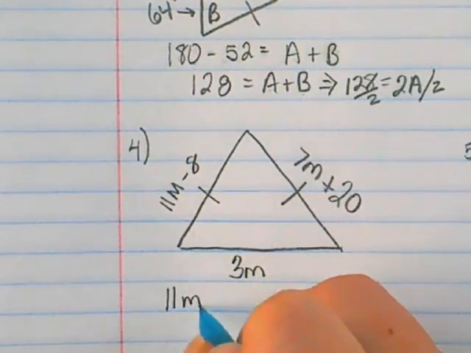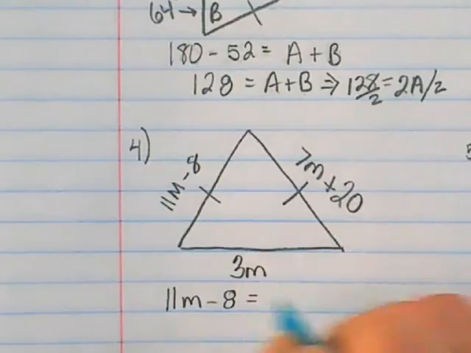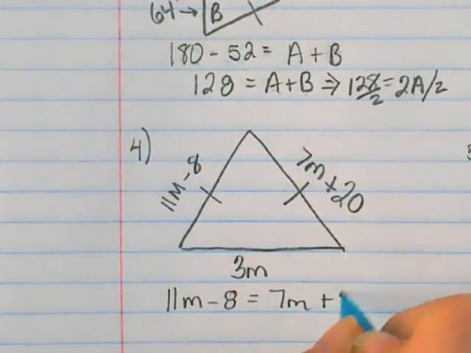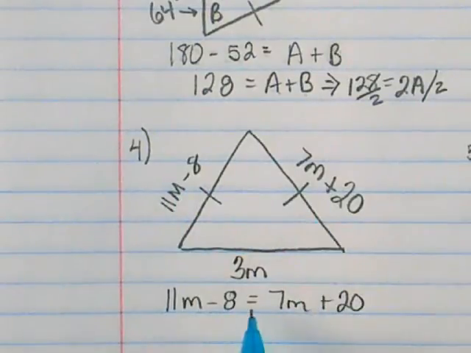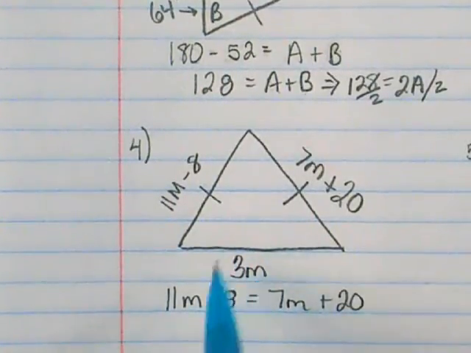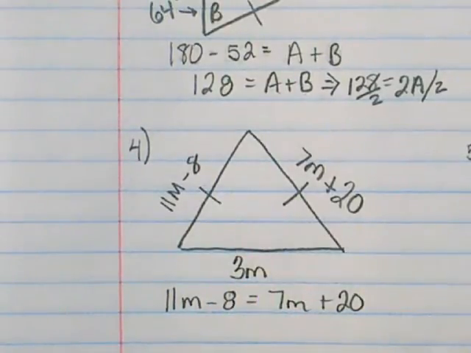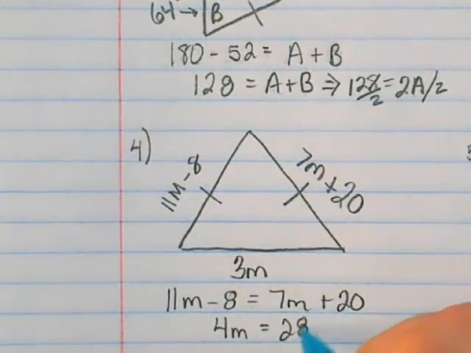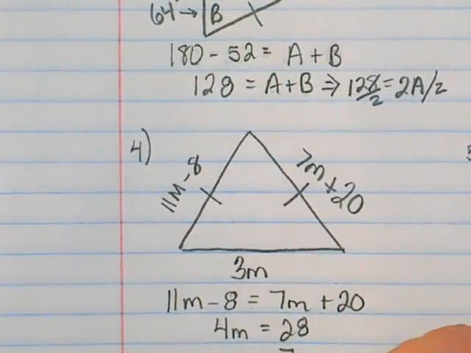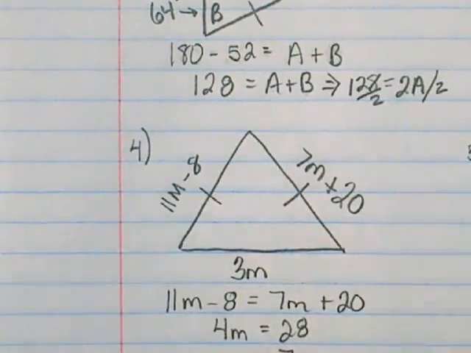You should set 11m minus 8 equal to 7m plus 20. The hashes mean these sides are equal. The 3m is not involved yet. Now we will solve for m. I wind up with 4m equals 28 and m equals 7.